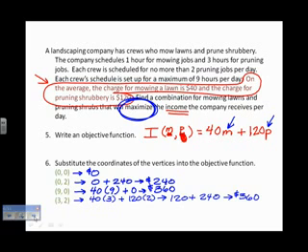I'm not sure, is it going to go to the next screen? Yeah. Okay, no, so it's not. Okay, so we have step number 7.